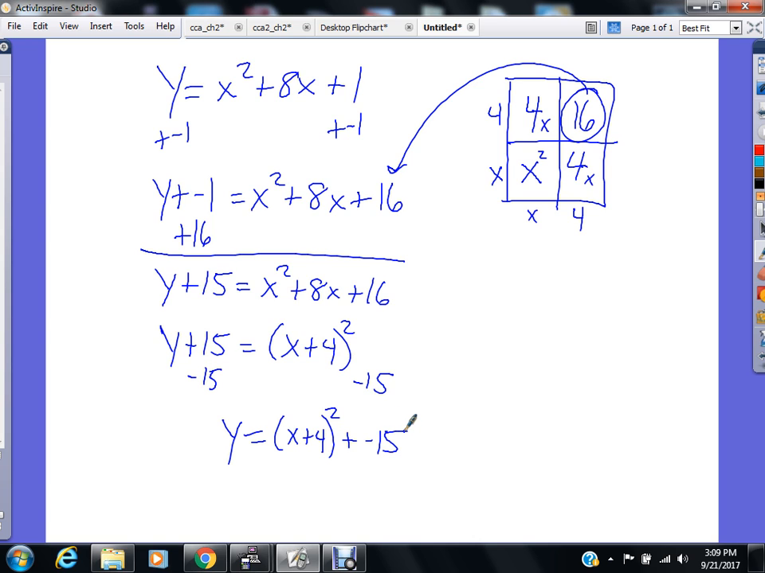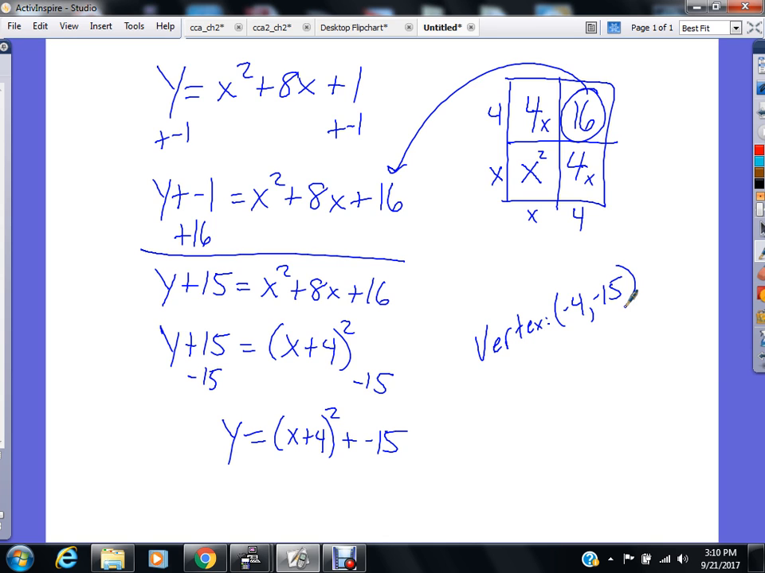And now that I have my equation in graphing form, I can clearly see that here my a is 1. So this is neither stretched nor compressed. It's pointing up. And my vertex is at negative 4, negative 15. Okay? And again, our vertex is always h and k. So our vertex in this situation would be negative 4, negative 15.